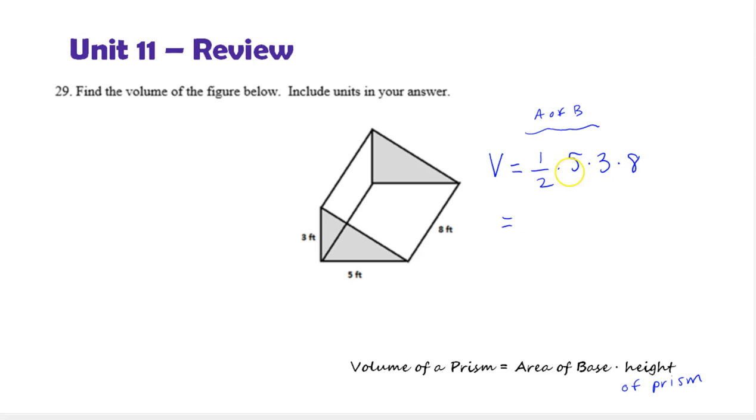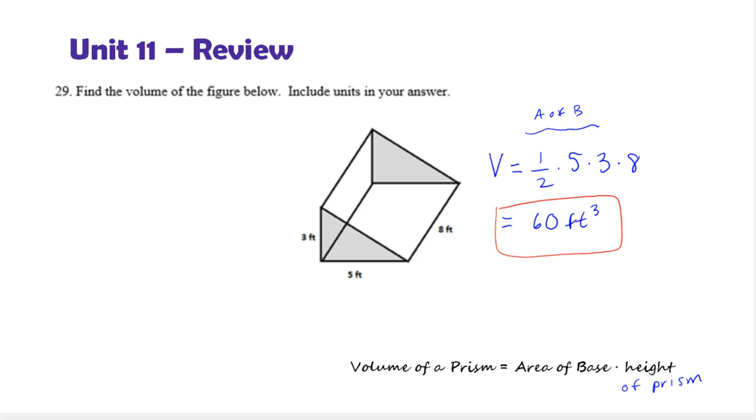Now you can put this in your calculator. I'm going to multiply by hand. 1/2, I'm multiplying the half times 8 because it's even, so that gives us 4, times 5 is 20, times 3 is 60. And since we're measuring volume, that's a 3-dimensional measure, so we're going to use cubic units, and in this case it's feet cubed.